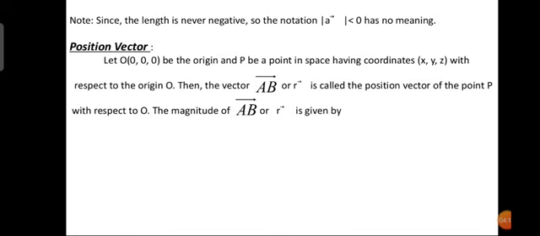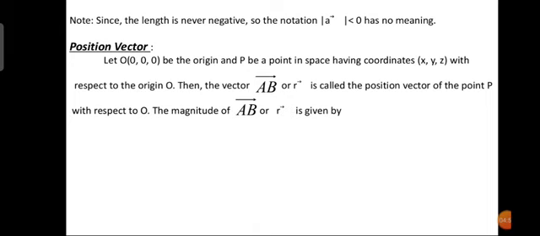And the length is never negative. We can never say a length is negative. So the magnitude of a vector is always positive. We cannot say it is less than 0. Vector magnitudes are always positive because a negative length has no meaning. So this is the magnitude.